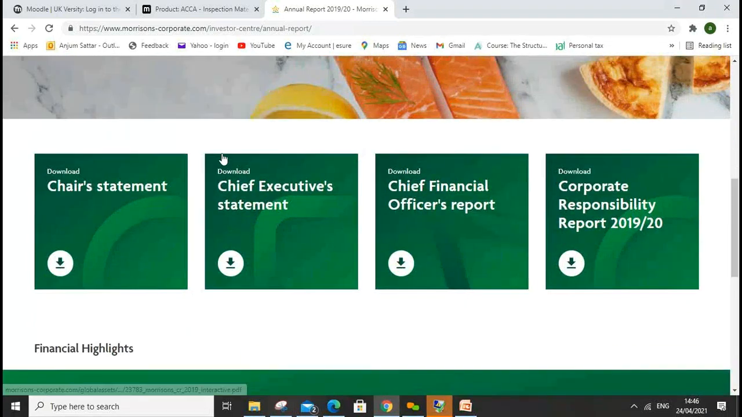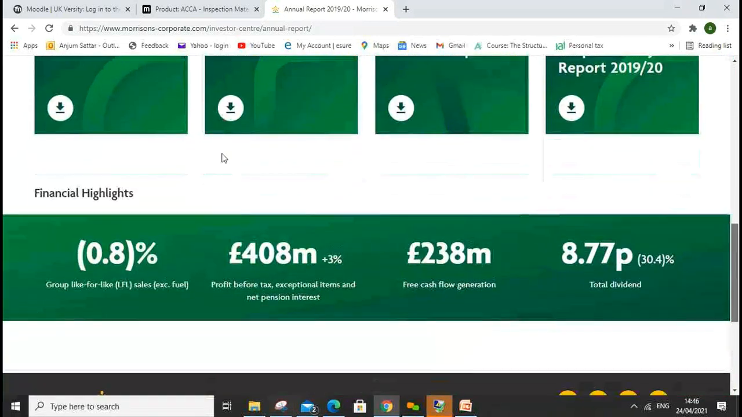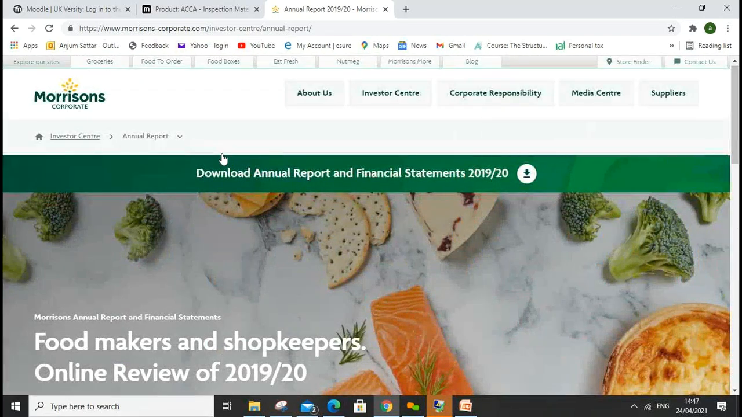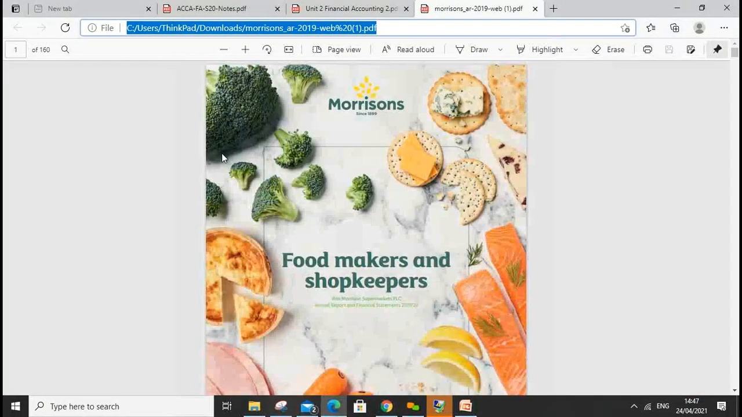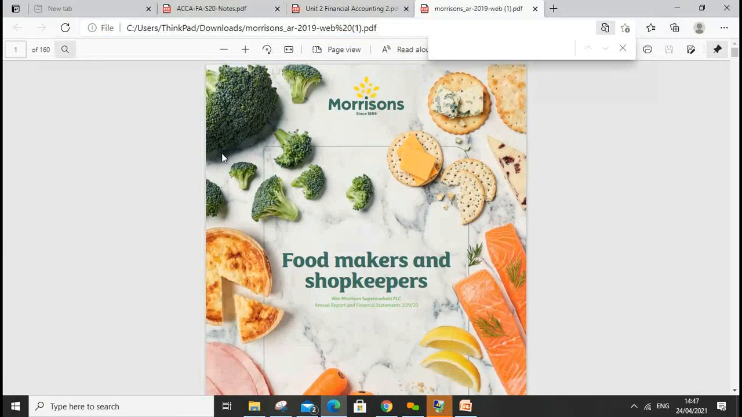Within it we have a profit and loss, and we have CSR reports. We've been given financial highlights here as well. That's how much dividend they paid, 8.77 pence dividend per share. So it's a 30.4% change from last year. They paid big because Morrison earned more profit in that year. Due to COVID-19, many stores were closed, and these supermarkets earned more profit in this period. Okay, so we can press Control F.